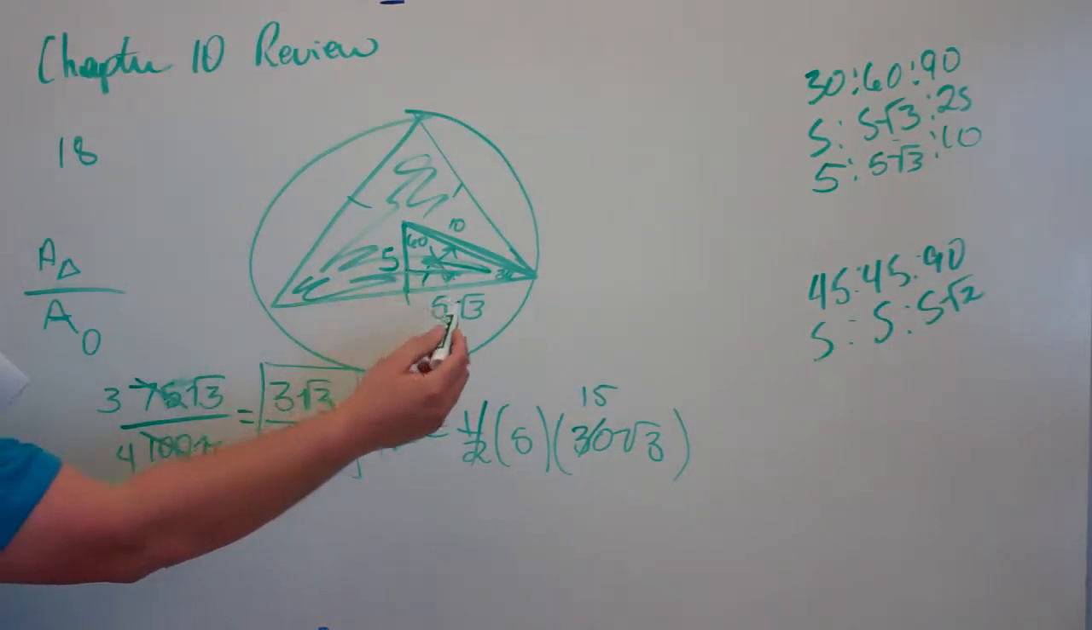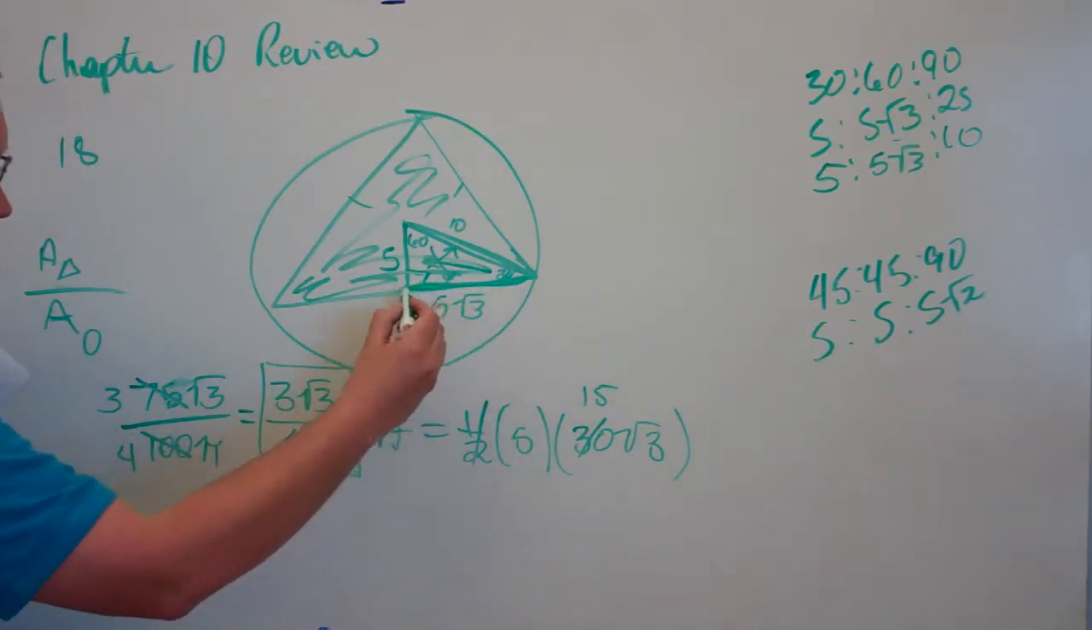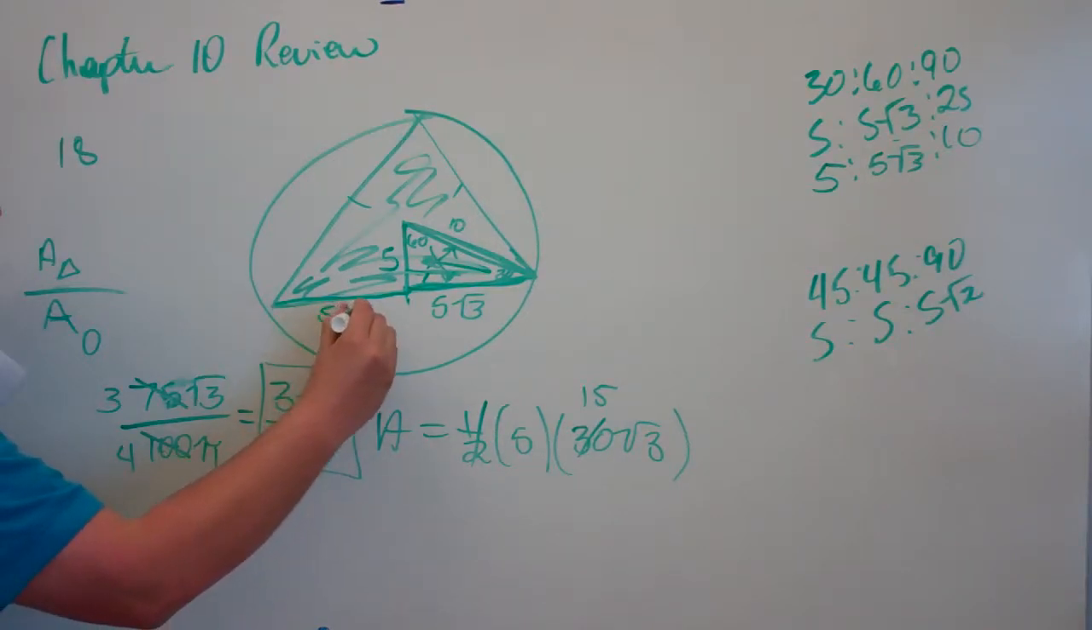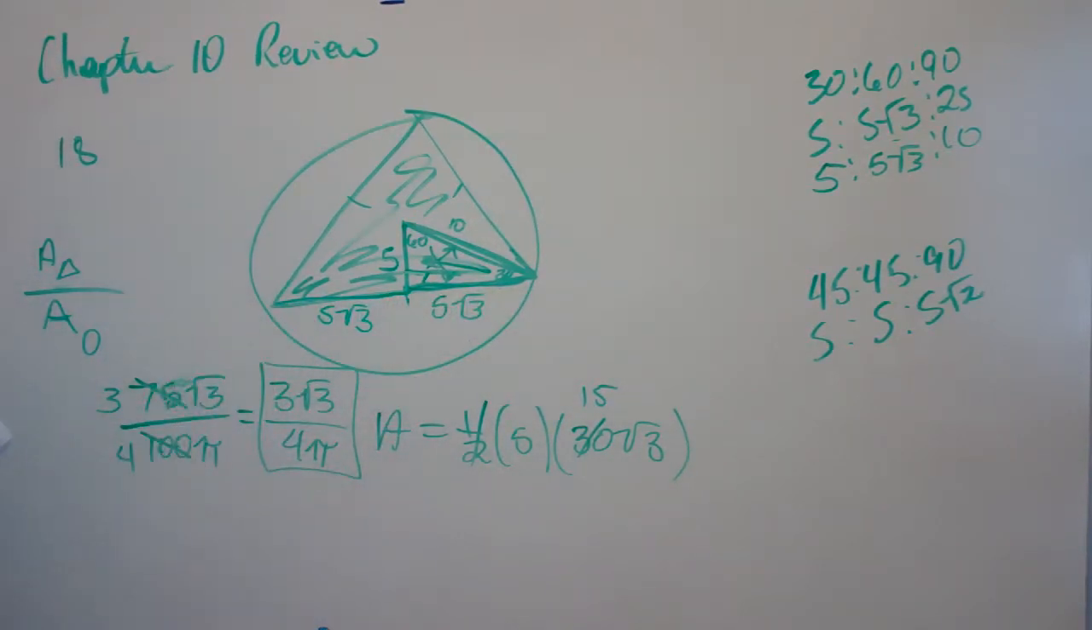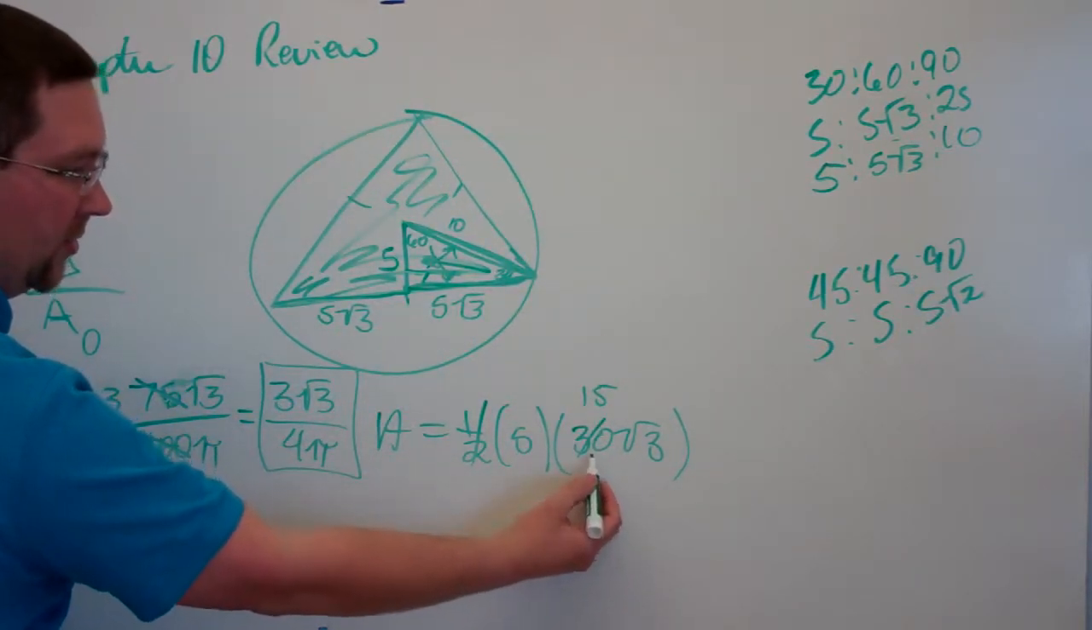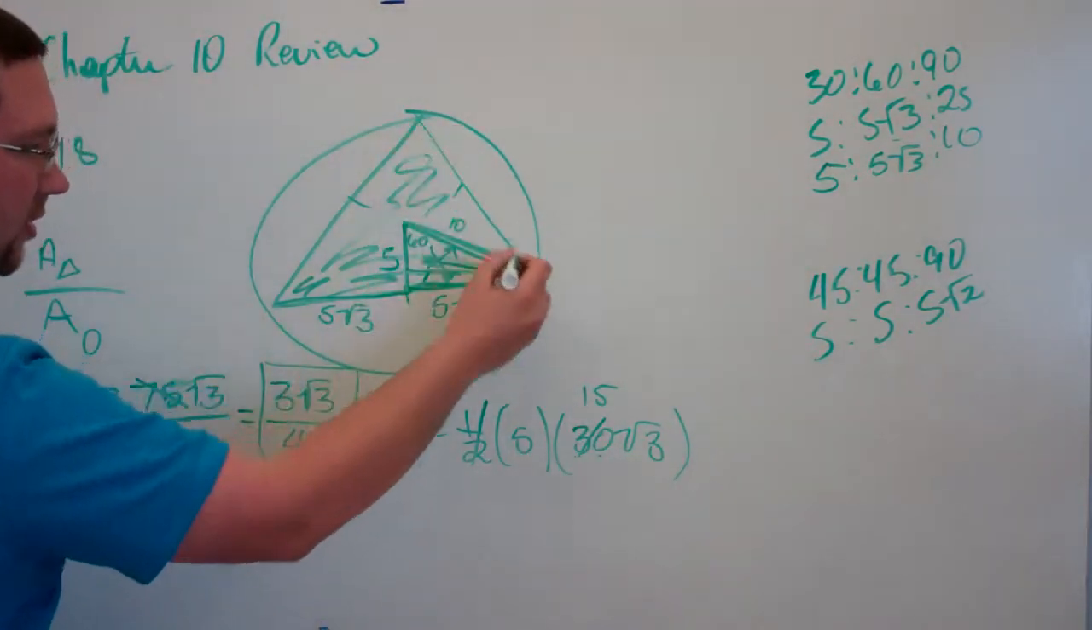The apothem is 5. This side of the triangle is 5 square root of 3. But remember, this is also 5 square root of 3, which means this whole side length is 10 square root of 3. And we have 3 of them. So that's where the 30 comes in. 30 square root of 3 is the perimeter.